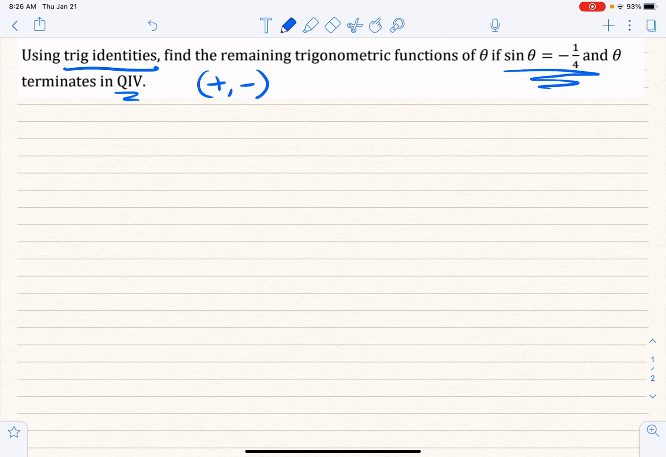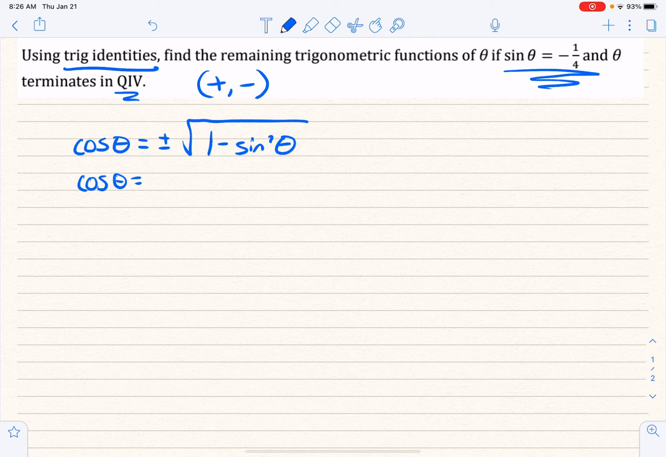Okay, if I'm going to use trig identities and I'm given sine theta, the easiest one to then use is to say that cosine theta is equal to plus or minus square root of 1 minus sine squared theta. And we plug everything in. Now we know it's positive because it's in quadrant 4. So we can kind of forget that part. We say 1 minus, we look at that. -1/4 squared is 1/16. Okay, and so 1 minus 1/16 is 16/16 minus 1/16 is going to give me a square root of 15/16. Okay, so therefore cosine theta is equal to the square root of 15/16 or the square root of 15 over 4.